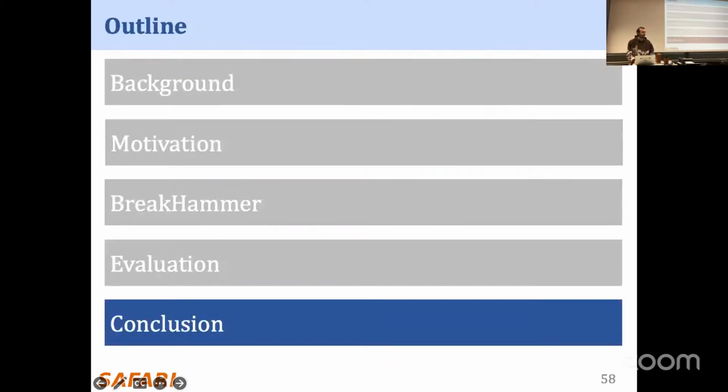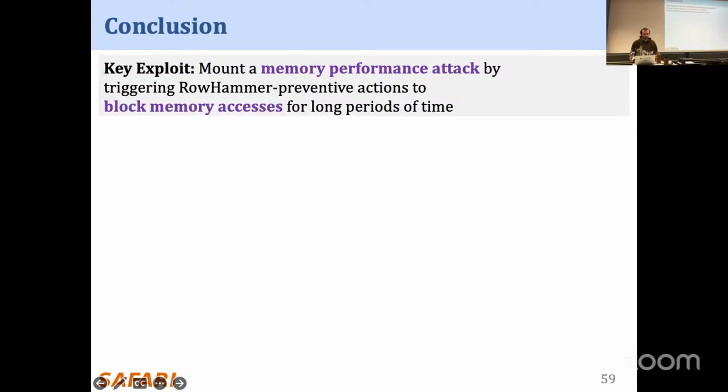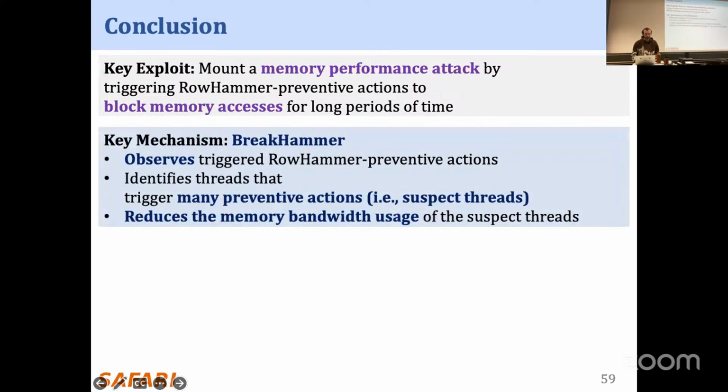Now I'll quickly conclude my talk. We introduce a new exploit where one can mount a memory performance attack by triggering RowHammer preventive actions to block access to main memory for extended periods of time. We introduce BreakHammer, which observes the triggered RowHammer preventive actions, identifies threads that trigger many of these actions, and reduces the memory bandwidth usage of these threads.